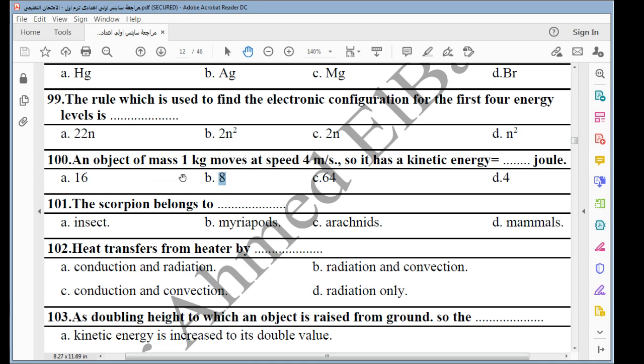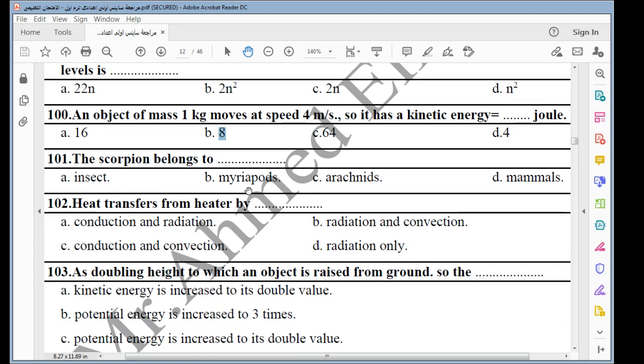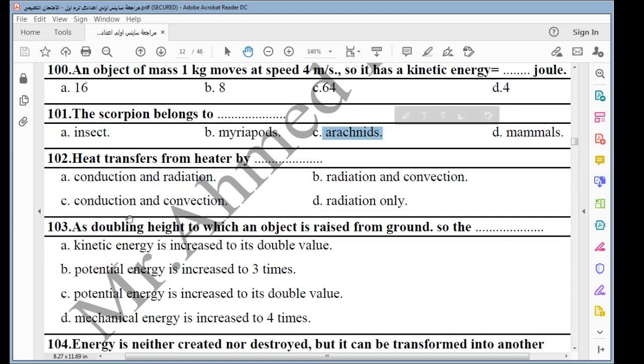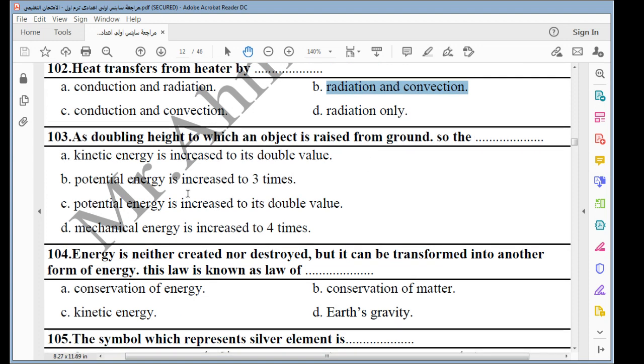101. The scorpion belongs to insects, myriapods, arachnids, mammals. Of course, C, arachnids. 102. Heat transfers from heater by radiation and convection. 103. As doubling the height to which an object is raised from ground, the potential energy is increased to its double value.